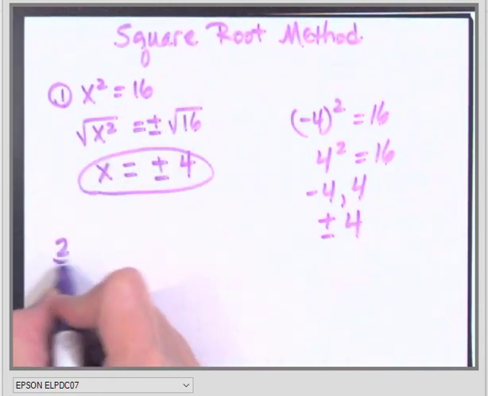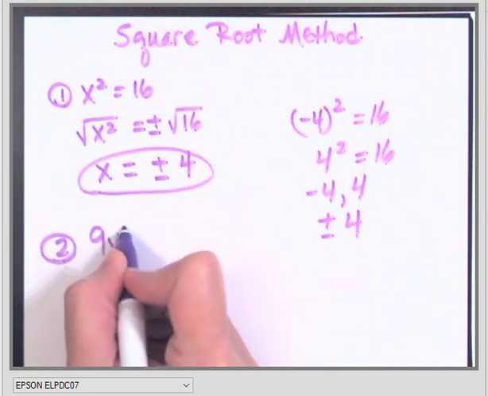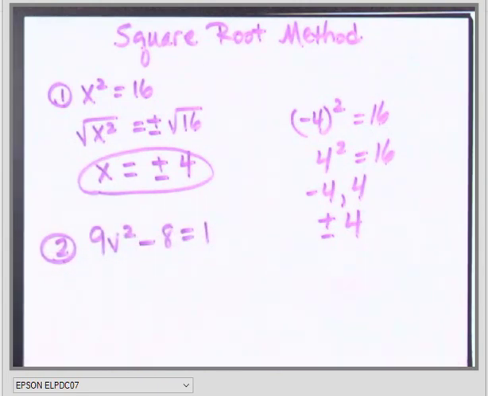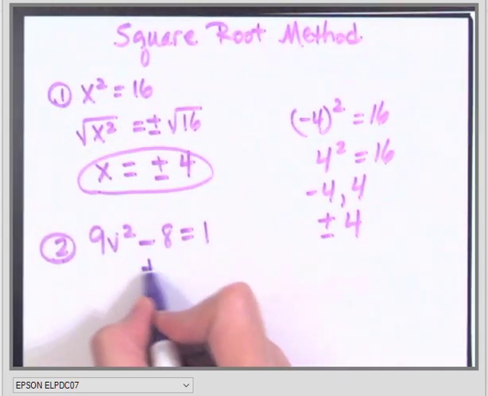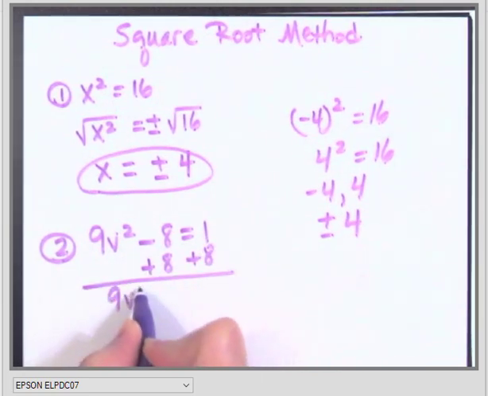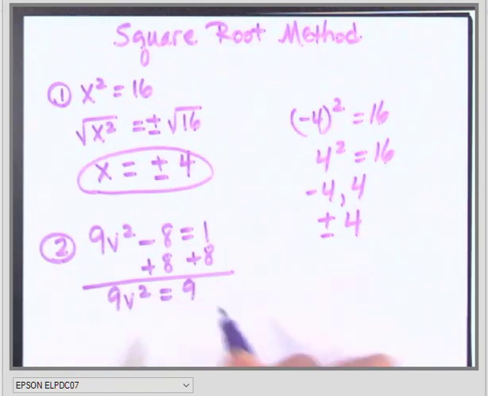Now let's take a look at a two-step equation. 9v squared minus 8 is equal to 1. Just like with the linear equation, we would undo addition or subtraction first. We will do the same thing with our quadratic equations. So I'm going to undo that minus 8 by adding 8 to both sides. So that will be 9v squared is equal to 9.